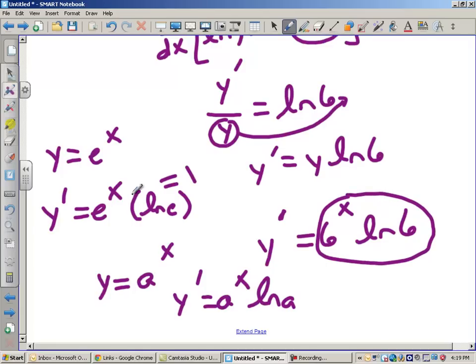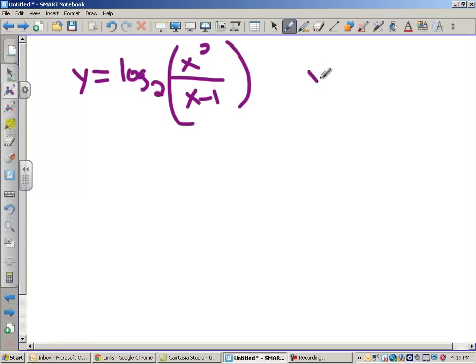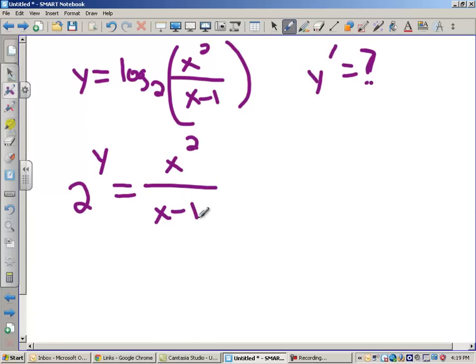Okay, so let's do another example here. What about if I have y equals the log base 2 of x squared over x minus 1, and I wanted to find y prime? Well, I don't have a derivative of logarithm base 2, so I'm going to convert this into an exponential. This is why I did that review at the beginning. So 2 to the y equals x squared over x minus 1.